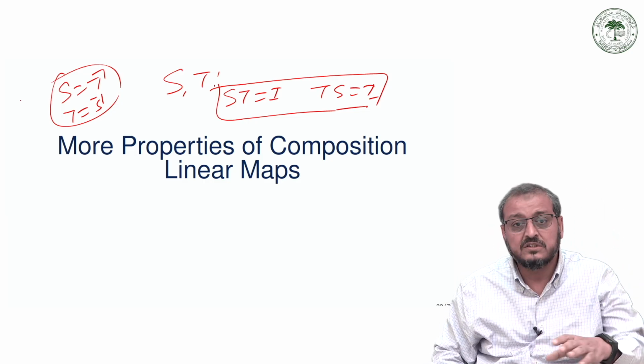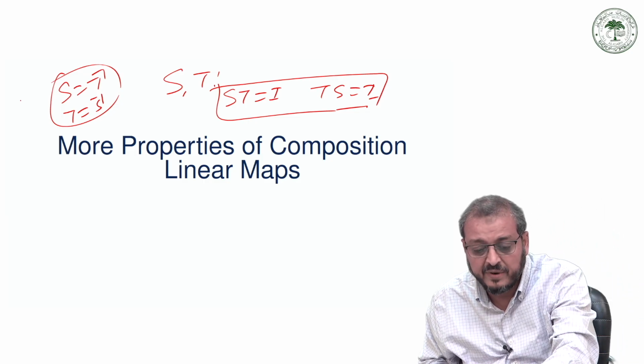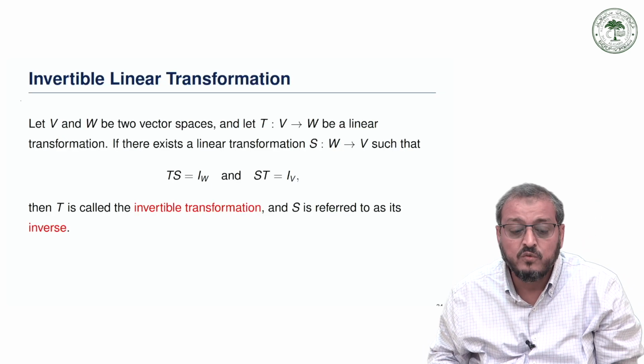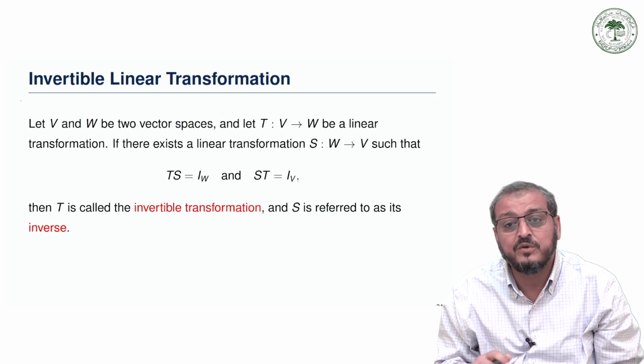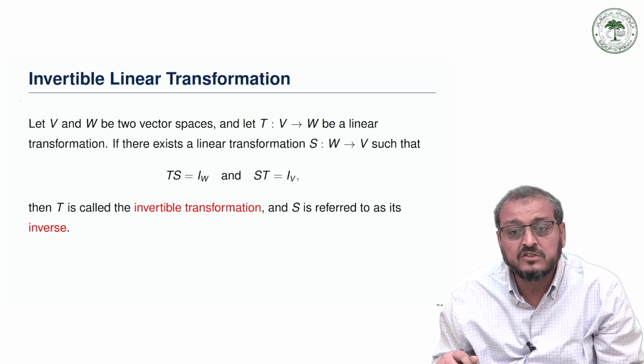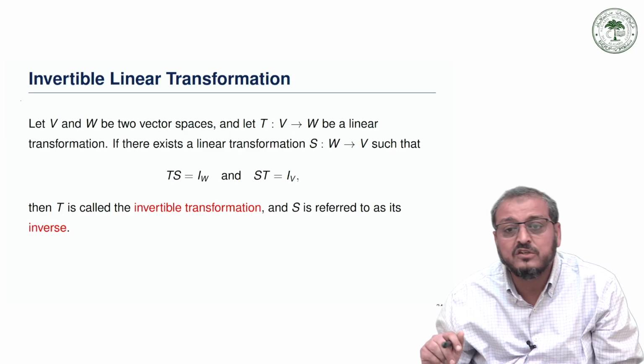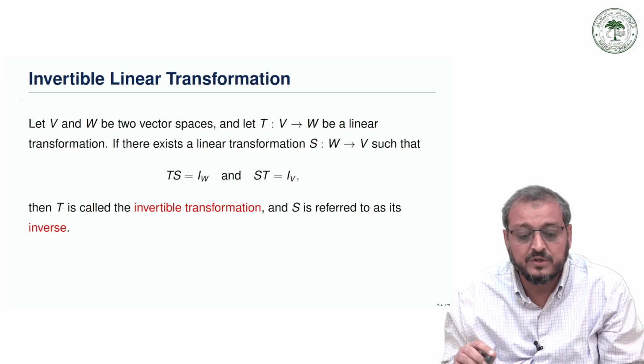In this class, we start motivated by ST is equal to identity and TS is equal to identity. We can define an invertible linear transformation. We already defined the inverse transformation previously, but in this way we can also define an inverse transformation.